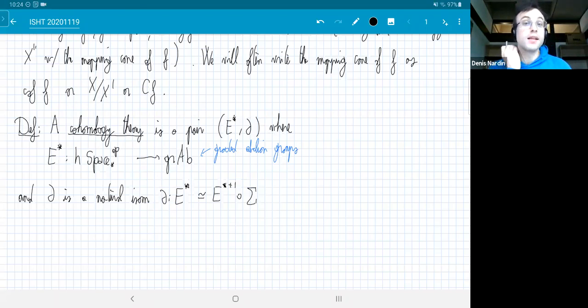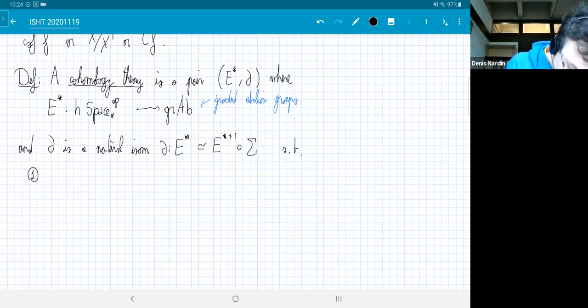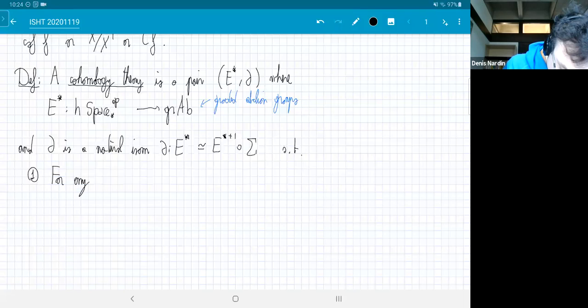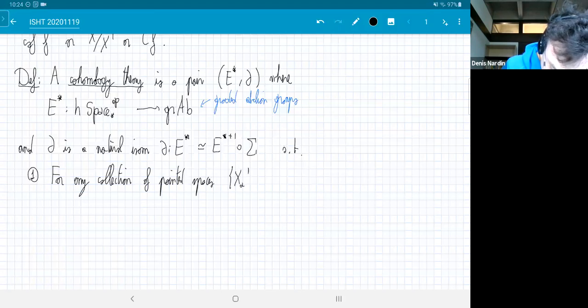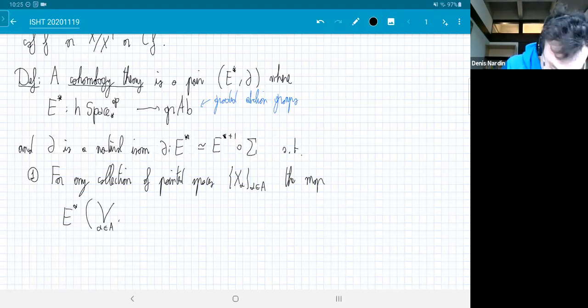This might or might not be the definition you've seen before. Oh wait, I didn't tell you the properties though. Such that, so we have two properties. For any collection of pointed spaces X_α, we have a map from E^* of the wedge, remember, the wedge is the coproduct, to the product.